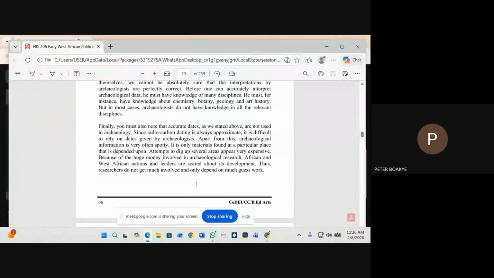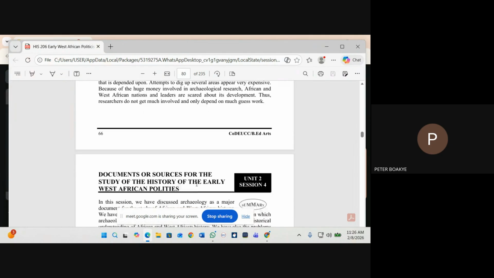Again, you must also know that accurate dates, as you stated above, are not used in archaeology. Since carbon dating is always approximate, it is difficult to rely on dates given by archaeologists. So approximate dating, relative dating, and all that. It is only material found at a particular place that is depended upon. Attempts to dig up several areas appear very expensive.